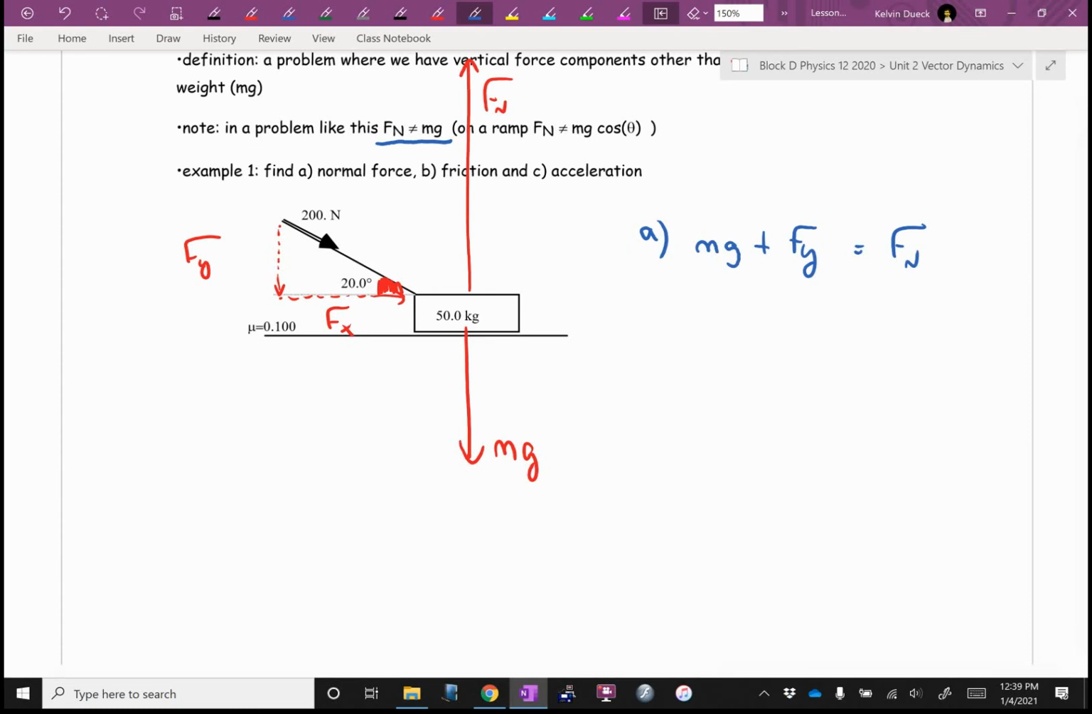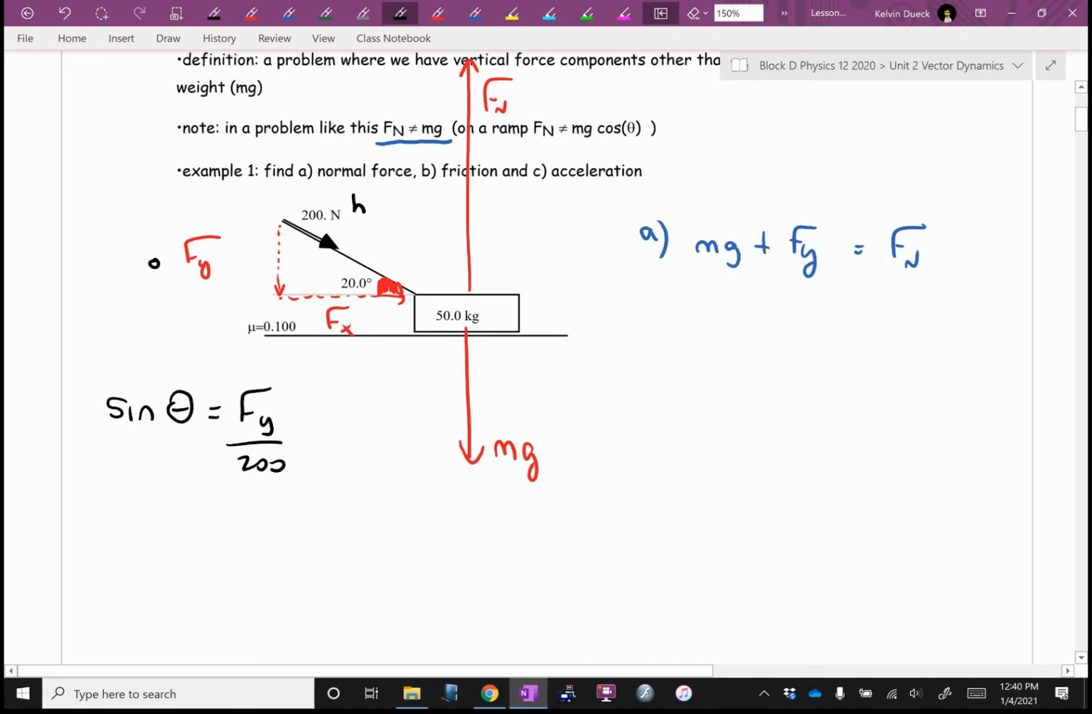mg is easy. That's going to be 50 times 9.8. I need to figure out Fy. Time to get tricky with it. Opposite over hypotenuse. You know what would be really cool? It would be really cool if Fy was sine. Really? So over here, I'm just going to make a little note. If I generalize this, sine theta equals Fy over 200.